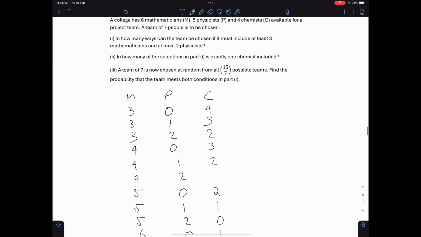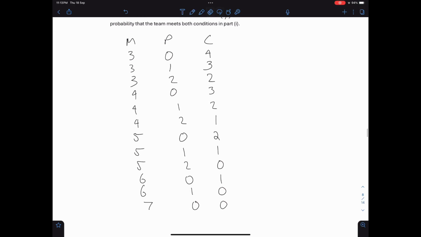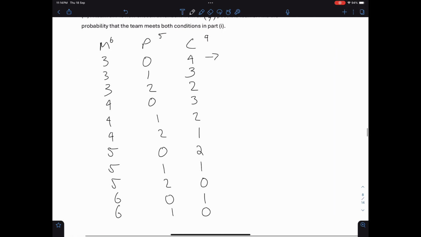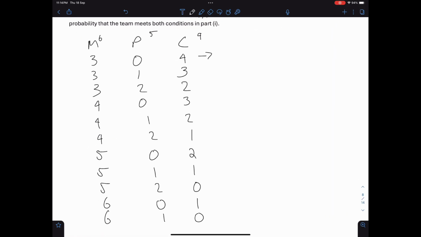And there's only 6 mathematicians, so we can stop at 6. And then you just calculate the combinations. I'm going to write 6, 5 and 4 up here, so we don't have to keep scrolling back and we don't forget what numbers we're actually doing.